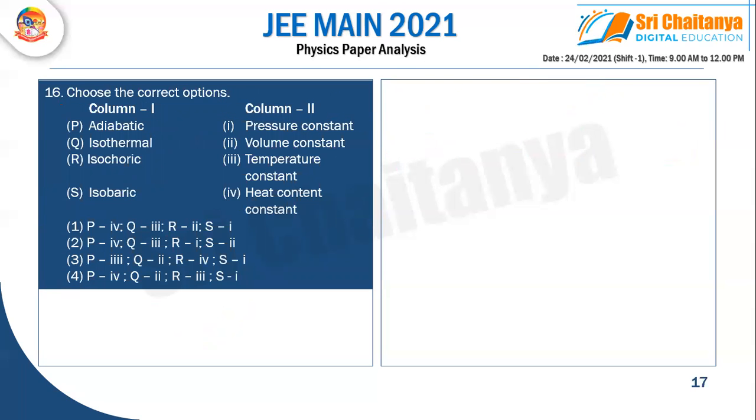Now here he has given choose the correct options, and he has given adiabatic, isothermal, isochoric, isobaric. Now, which is the right option? This is match the following what he has given. For adiabatic process heat content is constant. For isothermal the temperature is constant. For isochoric, of course, volume is constant. And the other follows, and we are going to get the first option, please. We'll move on to the next question.